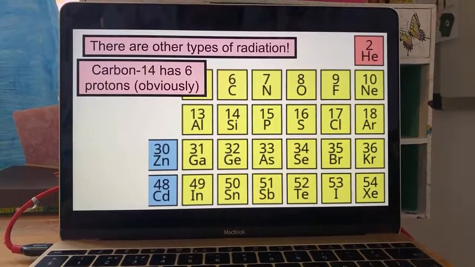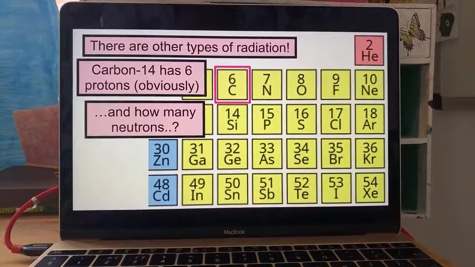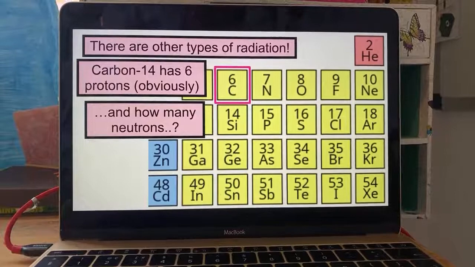Carbon-14, as an example, has 6 protons, obviously, because here it is on our simple little periodic table. It's got an atomic number of 6. And how many neutrons has it got? Carbon-14 has got 6 protons. How many neutrons has it got?